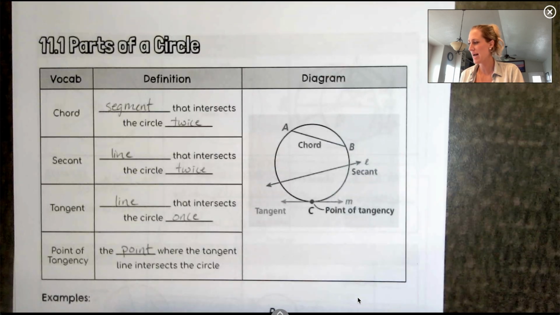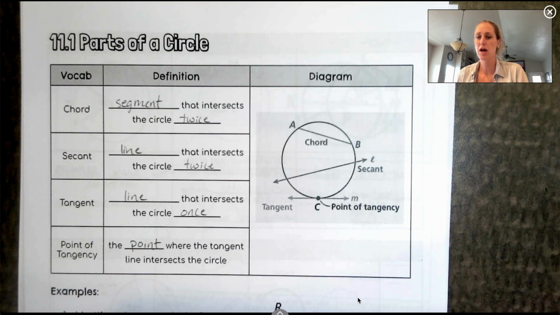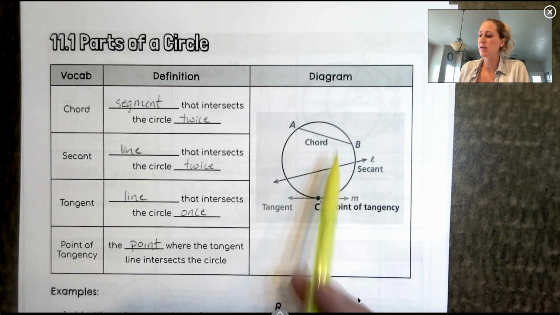So in your packet, 11.1 is all about parts of a circle. Some of these you guys already know, but we're going to introduce some new pieces here. And so here's a nice diagram to go with it.